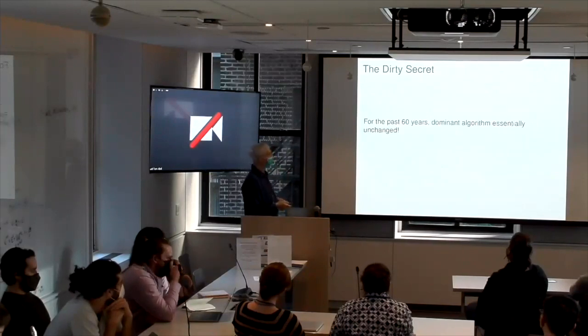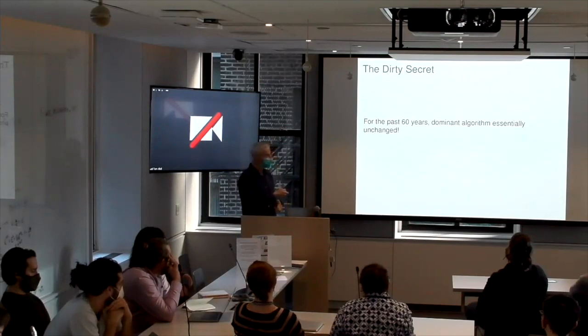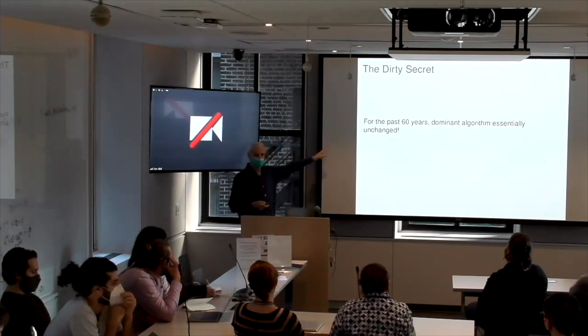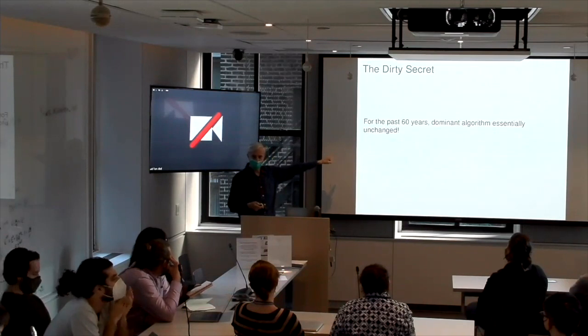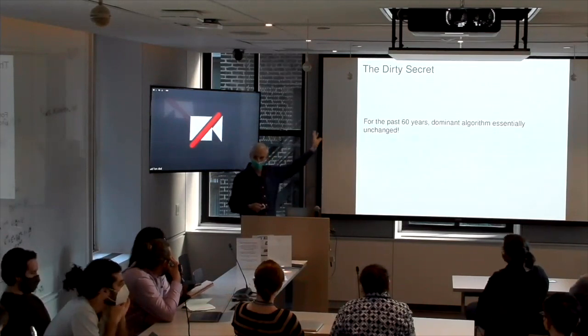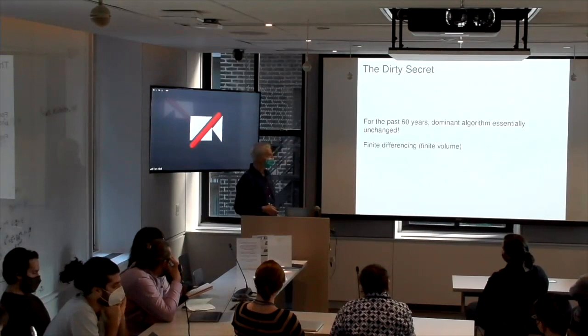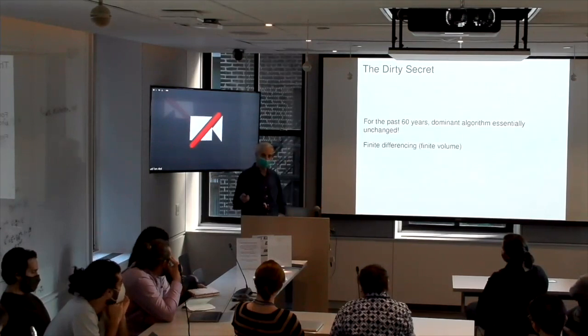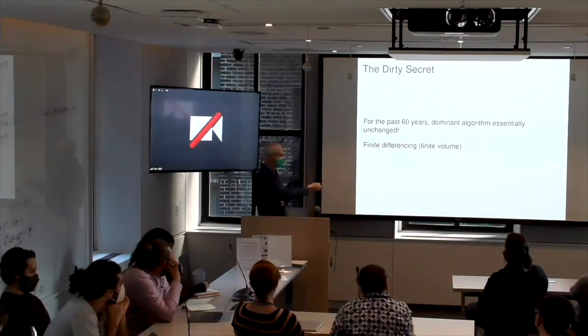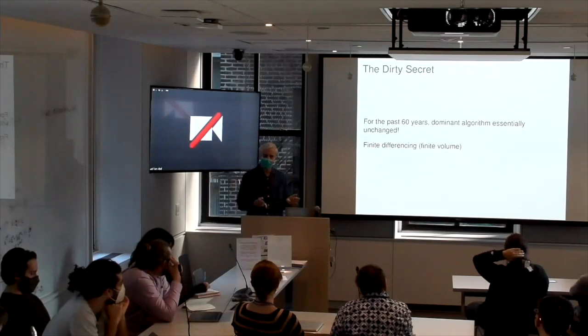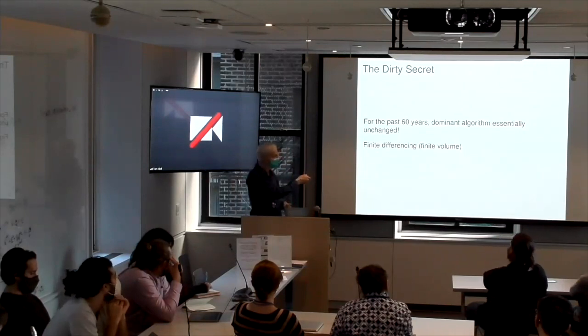All right, so here's the dirty secret. The dominant algorithm we've been using to solve PDEs is essentially the same one that Hahn and Lindquist used in the 60s, and that's true of all of these. It's finite differencing or finite volume. For my purposes, I don't need to distinguish. Finite volume is a special kind of finite differencing, so I just use the word finite differencing. There's no difference as far as I'm concerned. They both go back.